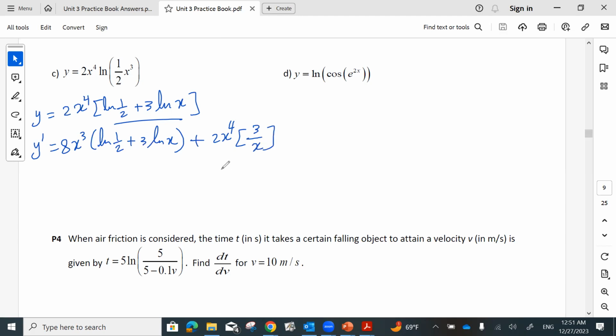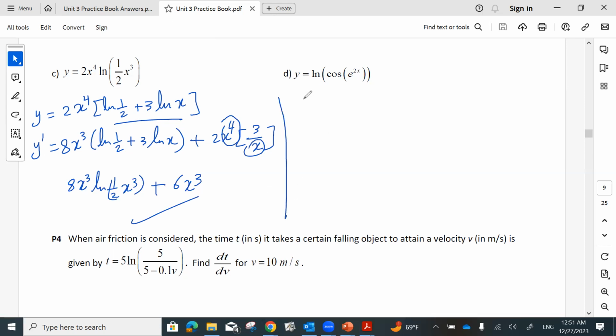That's it. So the answer is, you can simplify, of course. 8x cubed times the original form of this one, ln half plus 3 ln x, plus 2 times 3 is 6x cubed. I cancel x to the power 4 over x is x cubed, and 2 times 3 is 6. This is the final answer.